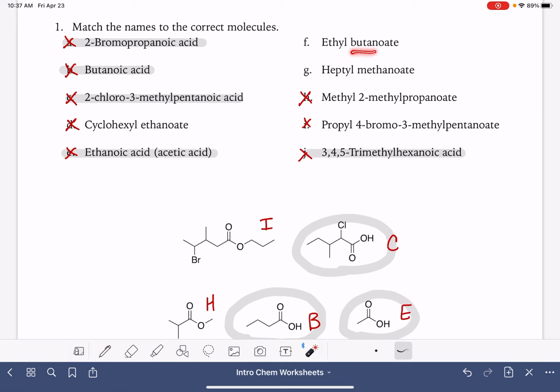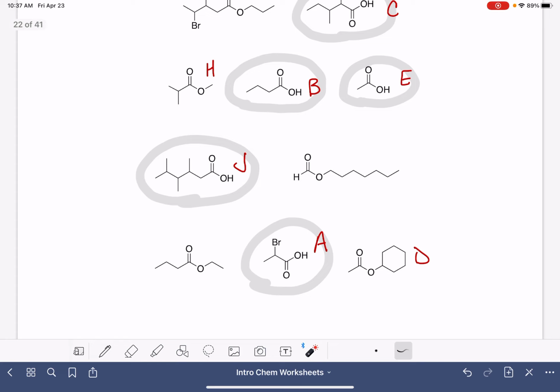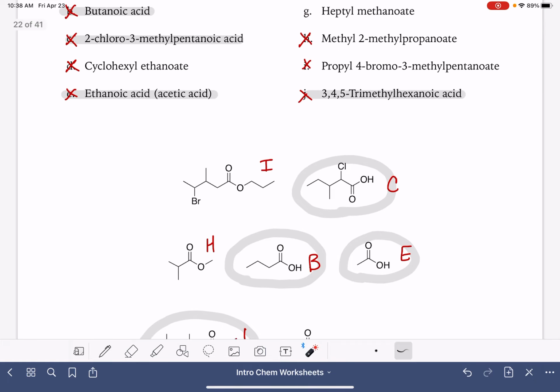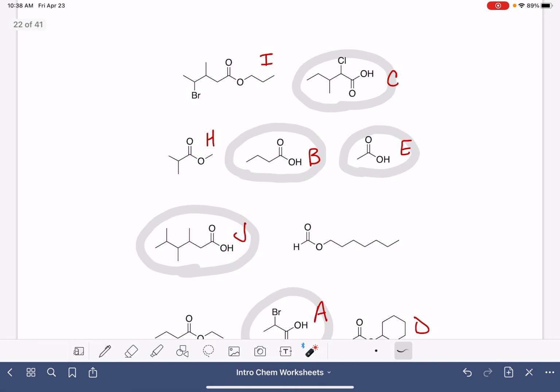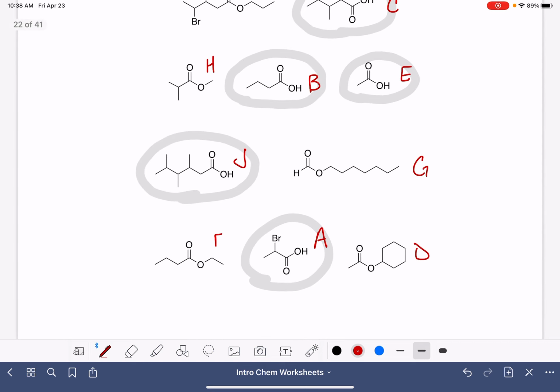What kind of hints can we get from these names? Heptyl is the one that sticks out to me the most. Heptyl refers to 7 carbons. So in the heptyl molecule, there should be a 7-carbon chain somewhere, and it looks like 4, 5, 6, 7. This looks like a 7-carbon chain. 1, 2, 3, 4, 5, 6, 7. This one down here, 1, 2, 3, 4, 5, 6, doesn't even have 7 carbons at all. So this must be our heptyl. This is G. And then ethyl butanoate, that one is F.